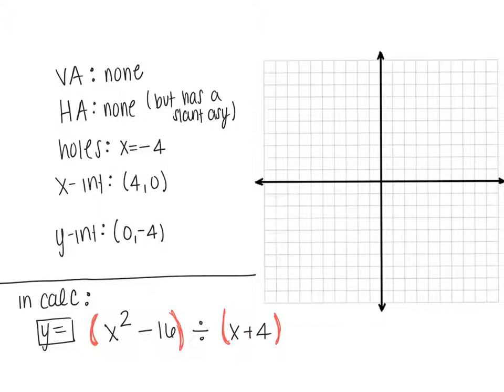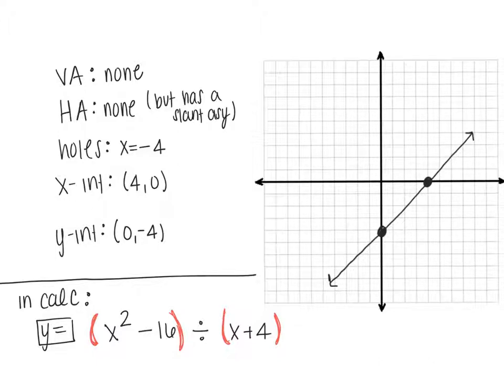So I have a hole at -4. I'll wait till I get my graph and then I'll go through and do the hole. I do have an x-intercept at 4, which is right there, and a y-intercept at -4. So I type this thing into my calculator and it looks to me to be just a line, which is weird, but it is. Now this is the way I want you to handle the hole.